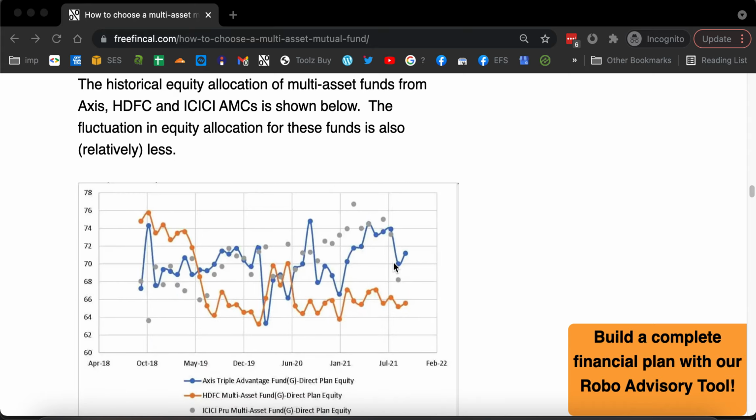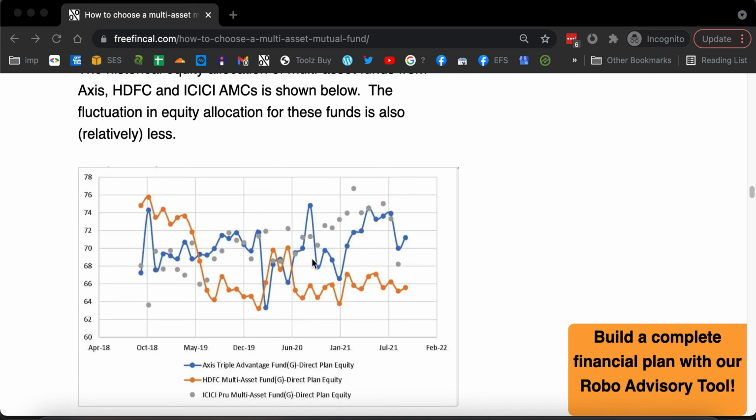And also, if you see here, the Axis Triple Advantage, the blue dots, HDFC, the orange dots, and the ICICI fund with the gray dots, they also fluctuate, but not as much. The fluctuation is only from 64% to about 74% equity. So it's about 10% variation. So it's not that much. So again, these funds are equity oriented as such, but these are slightly more volatile than the UTI multi-asset fund.